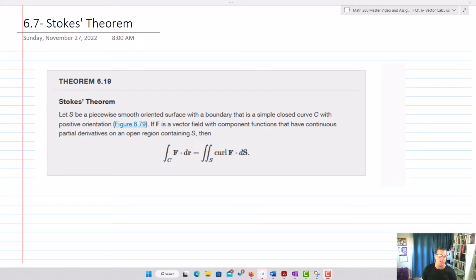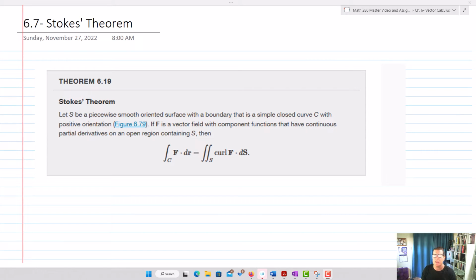If F is a vector field with component functions that have continuous partial derivatives on an open region containing S, then the line integral of F dot dr is going to equal the double integral over the surface of curl of F dot dS, or basically the surface integral of curl of F dot dS.